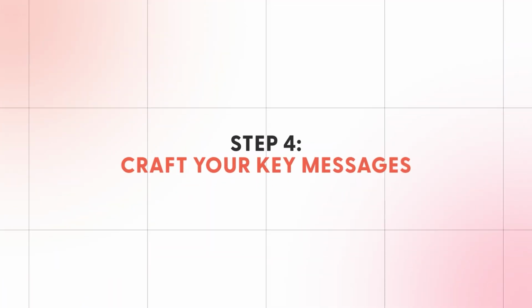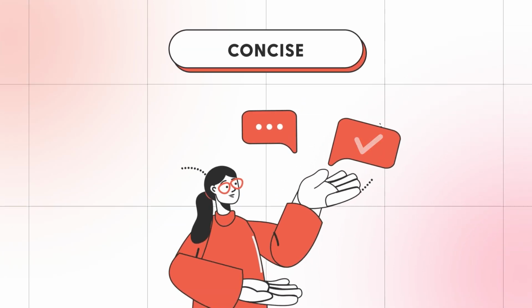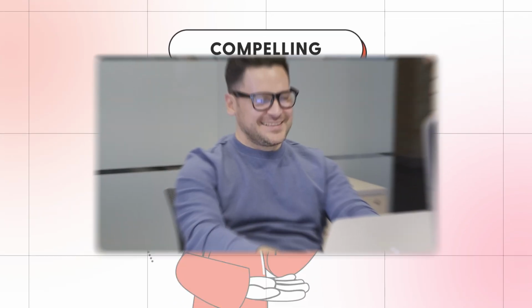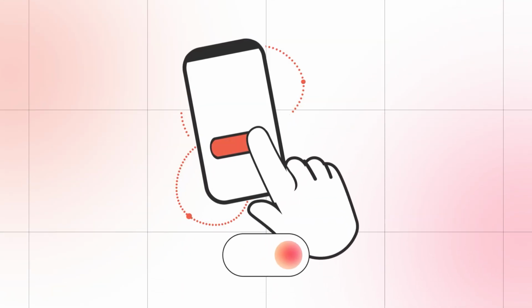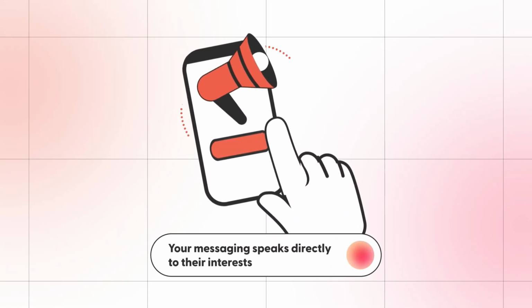Step 4. Craft your key messages. Your event's messaging should be clear, concise, and compelling. Highlight the value attendees will get by joining your event and ensure your messaging speaks directly to their interests.